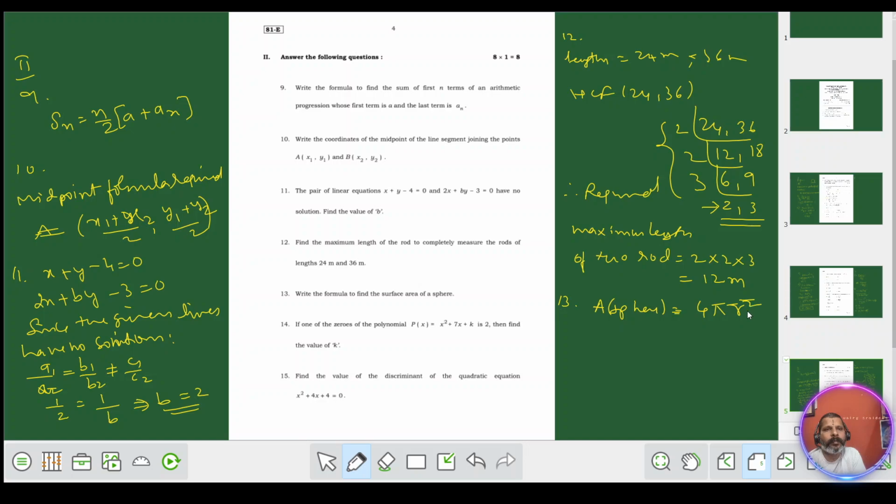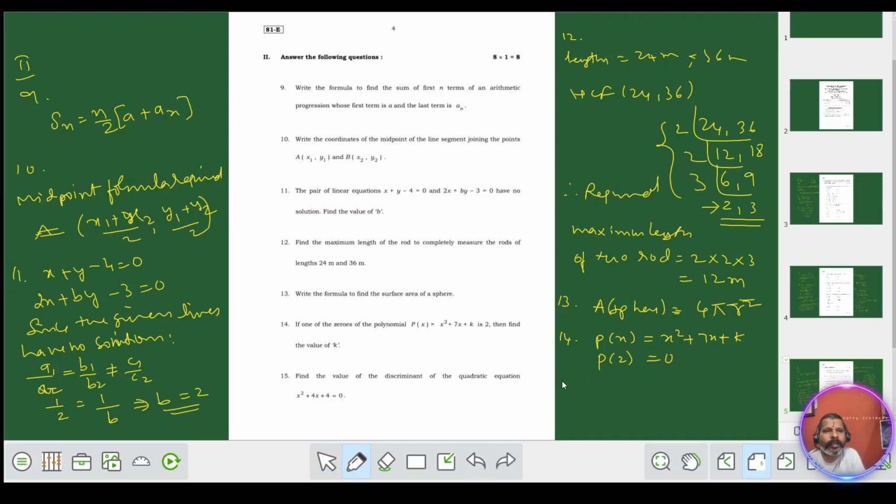Okay. Next, 14th one. If one of the zeroes of the polynomial is 2, find k. Write the polynomial first. How do we solve it? Don't try to solve the polynomial itself. They have given that one of the zeroes is 2, which means from the factor theorem, p of 2 is 0. So you just write p of 2, substitute and write it.